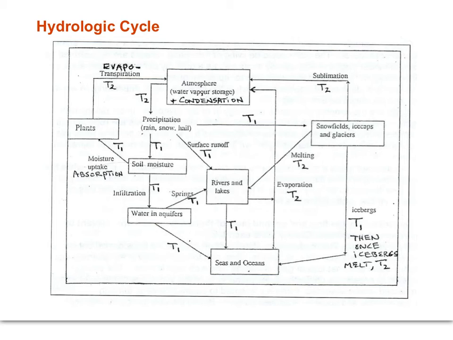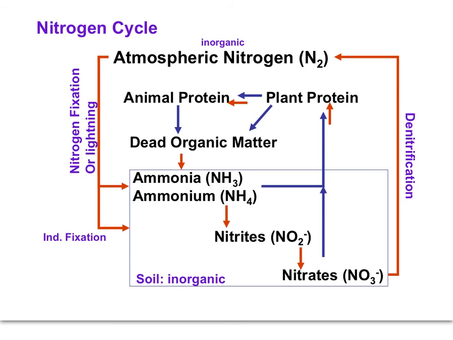A physical change means change of state. Liquid to gas, gas to liquid, solid to liquid, liquid to solid. Here's a diagram of the nitrogen cycle. The transformations are in red as chemical changes. The transfers are in blue as simple change of location. I'll let you study this slide on your own. We will be looking closely at the nitrogen cycle later in this course.